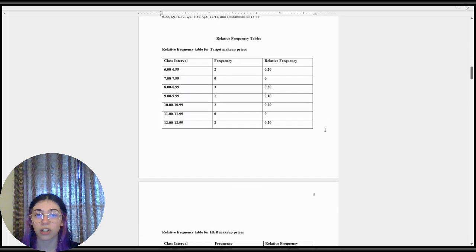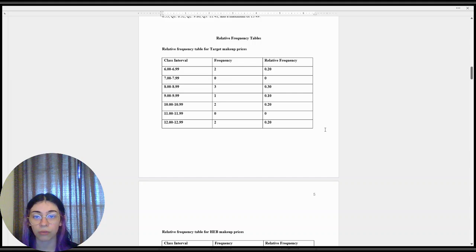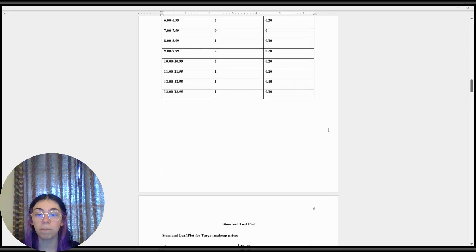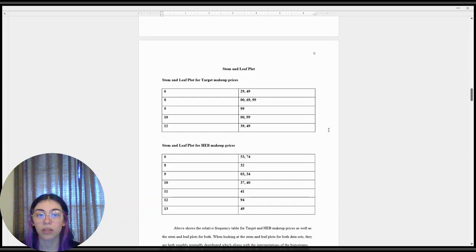So when coming down here, we have the relative frequency table for Target makeup prices, and then a little bit further down, we have the relative frequency table for H-E-B makeup prices. And then further down, we have the stem and leaf plots for both of them. At the top, we have Target's makeup prices, and then at the bottom, we have H-E-B's makeup prices.